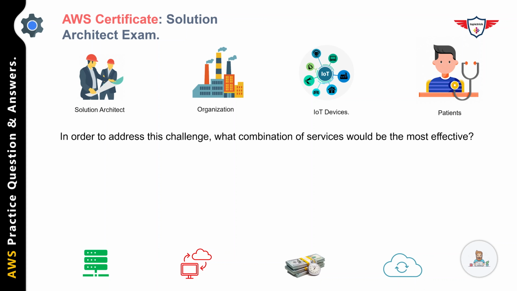And in-transit data should be encrypted, and highly sensitive data should not flow through the internet. The architecture already uses Elastic Load Balancer. Now the question is, in order to address this challenge, what combination of services would be the most effective?